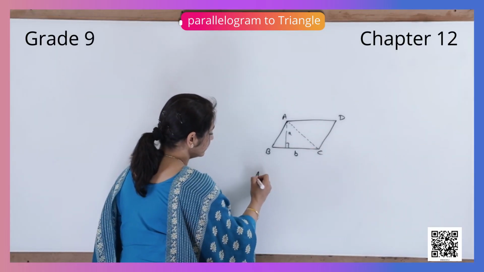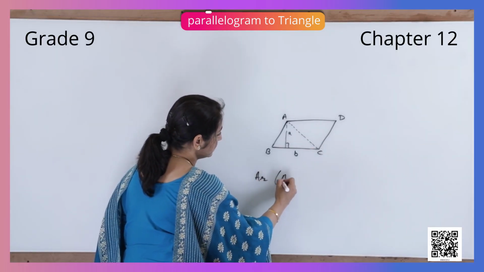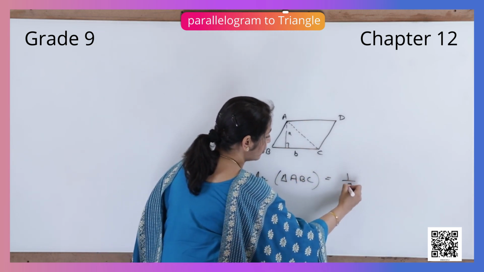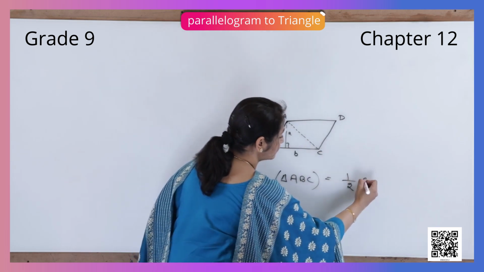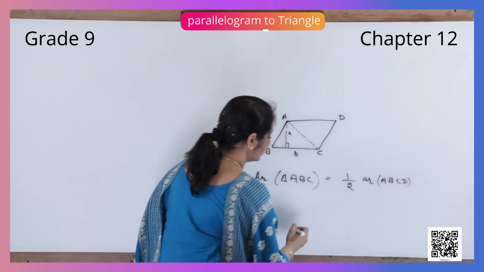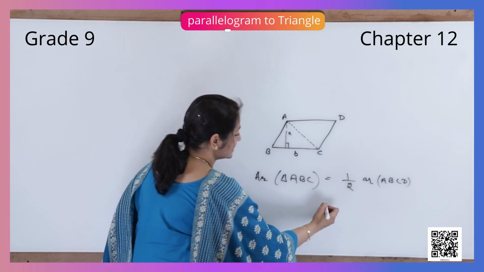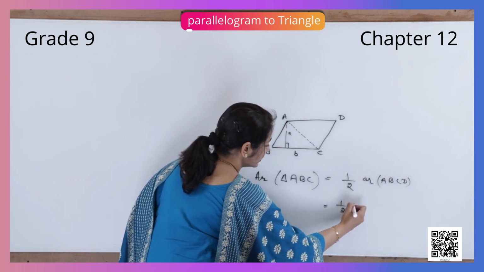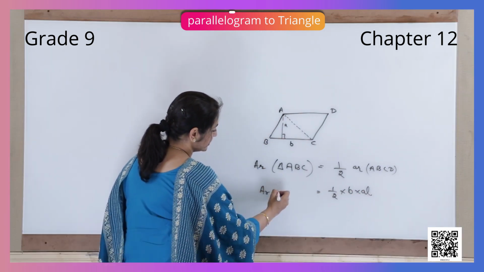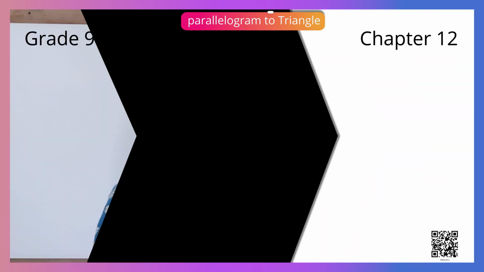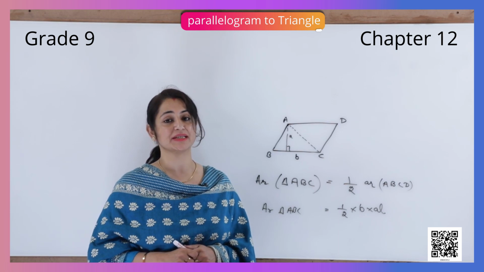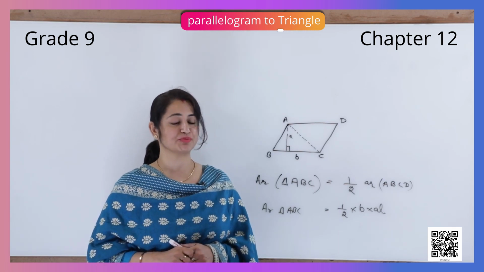It means the area of triangle ABC will be half of the area of this parallelogram, which is ABCD. So the area of triangle ABC will be half into base into altitude. So now we know why the area of a triangle is half into base into altitude. So now let's move further.